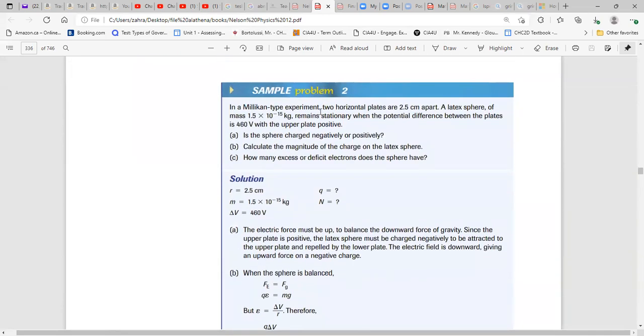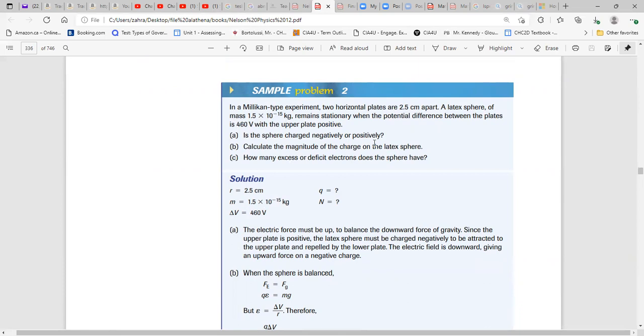In a Millikan type experiment, the separation of the two horizontal plates is 2.5 centimeters, so that is R, and you can convert it to meters. The sphere of 1.5 times 10 to the power negative 15 kilograms remains stationary when the potential difference delta V is given, and the mass is given. Is the sphere charged negatively or positively?